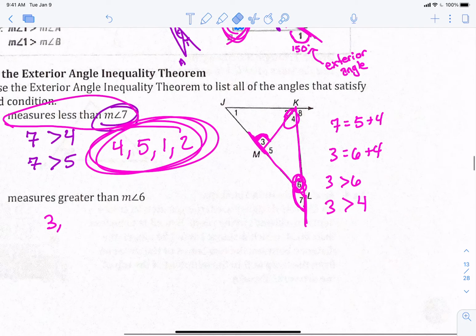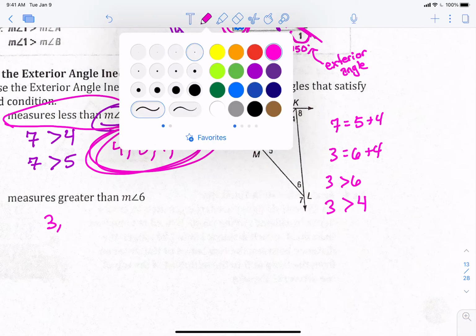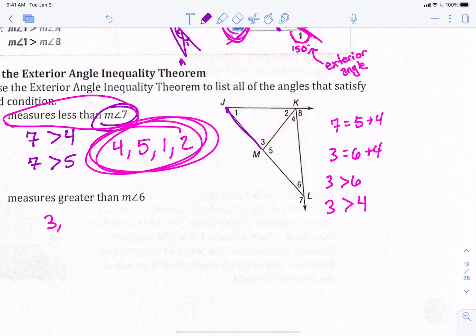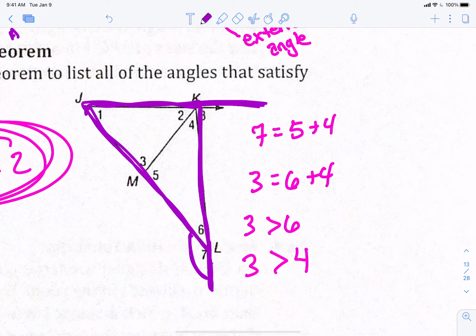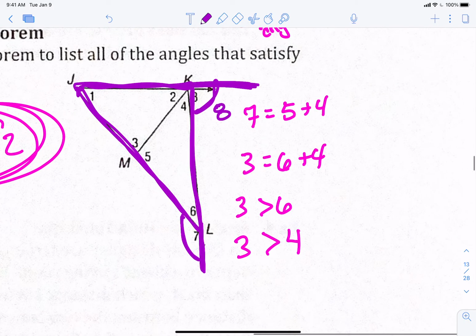Now we're going to look at the bigger triangle that involves 6. I'm going to do this in purple. The bigger triangle is this one right here. What angles are exterior to that bigger triangle? 7 is exterior to that bigger triangle. Is 8 exterior to that bigger triangle? Yes, because if you jet this side off, 8 is an exterior angle. So 7 and 8 are my exterior angles.